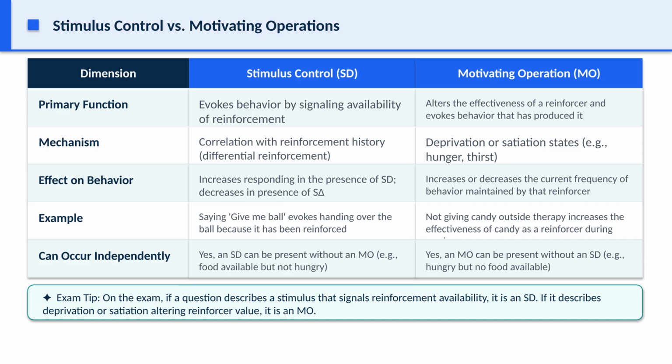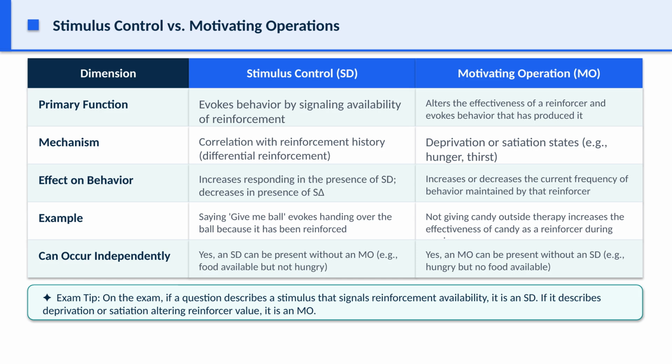On this slide, we distinguish stimulus control from motivating operations, a critical distinction for the BCBA exam under task list item B.12. Stimulus control, exemplified by the discriminative stimulus, SD, evokes behavior because it signals a history of differential reinforcement, like the instruction, "Give me ball," evoking handing over the ball.